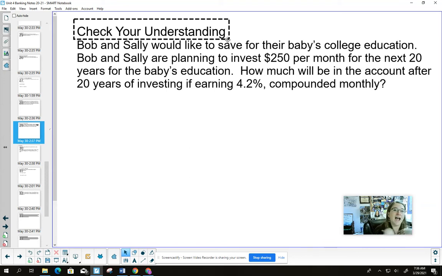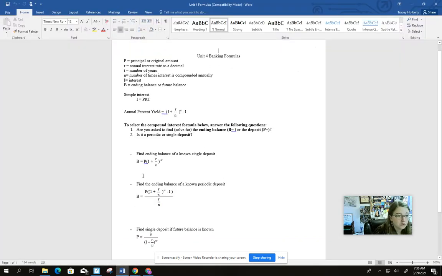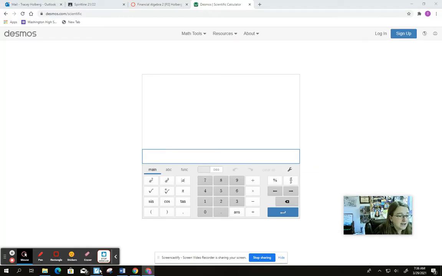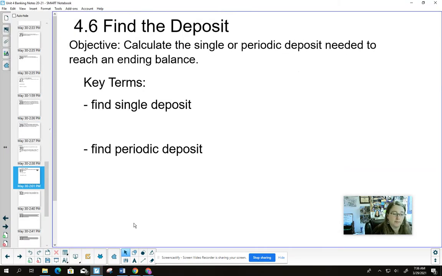That means the question was asking us to find the balance, given that they were depositing a certain amount of money. So in the last two lessons, the formulas were both B equals, because both of those question types wanted us to find the balance. So we need a formula that tells us B equals this. What we're looking at today is going to be the opposite.